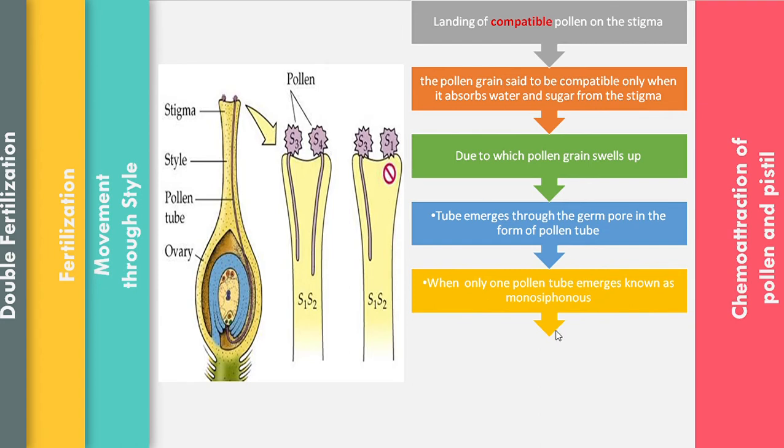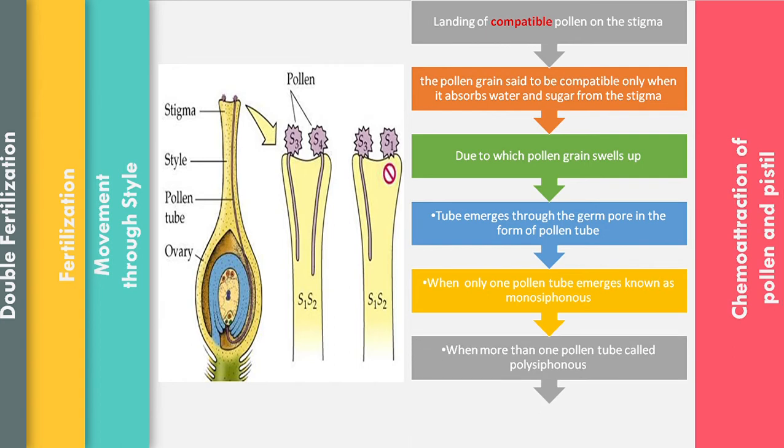When generally only one pollen tube emerges, that condition is known as the monosiphonous condition. And when there is more than one pollen tube, then that condition is known as the polysiphonous condition. So this is the chemo attraction of pollen and pistil.